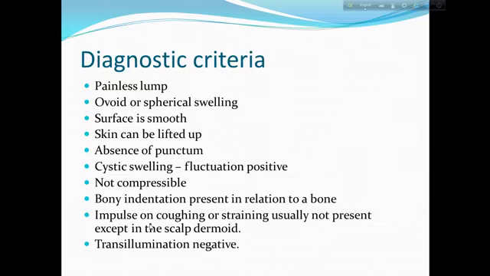What are the diagnostic criteria? The most important diagnostic feature is the site. It is usually a midline swelling at the line of fusion, and it is a painless lump, ovoid or spherical swelling, surface is smooth, skin can be pinched up, absence of punctum, cystic swelling, fluctuation positive, not compressible, bony indentation present in relation to bone, impulse on coughing or straining usually not present except in scalp dermoid. Transillumination test negative.